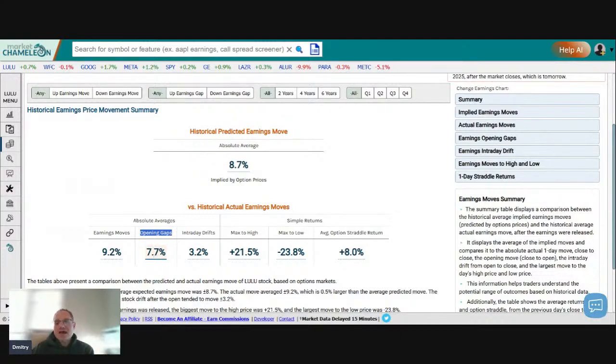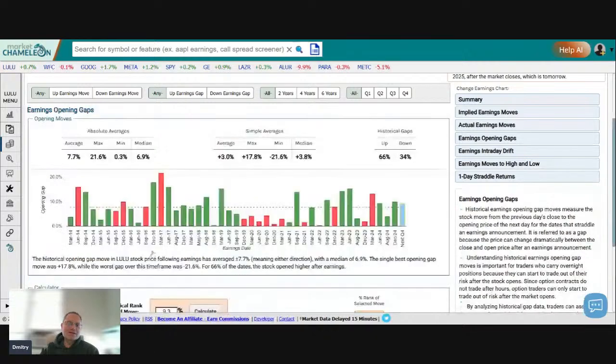That's the average move to the up or downside. So it's looking at absolute average terms. It's taking all the moves, positive and negative, converting them to positive and taking the average. And the idea there is to see the magnitude of the move in either direction, which is 7.7%. Let's click on it to get more details and data.